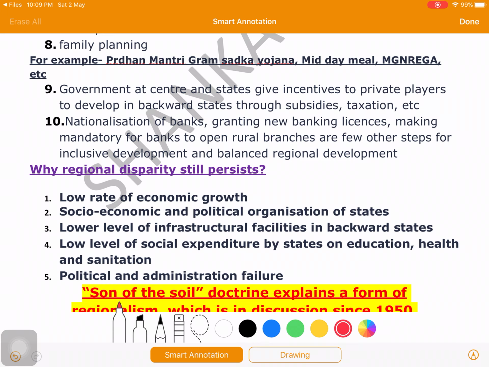And then comes the political and administration failure. This is the source for tension and gives birth to sub-regional movements for separate states. Political and administration failure is the core reason behind the rise of tension, which results in the rise of sub-regional movements for separate states. And that is the reason why in the year 2000, Jharkhand, Chhattisgarh, Uttarakhand were formed as new states. And even in 2014, Telangana state was formed by separating from Andhra Pradesh.